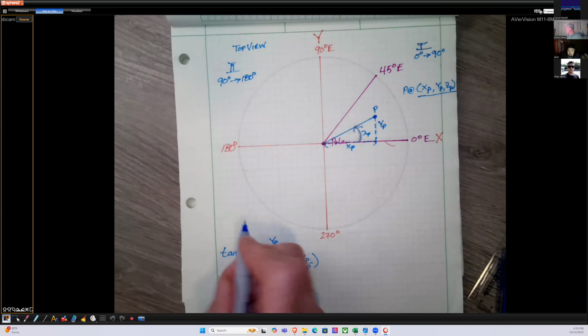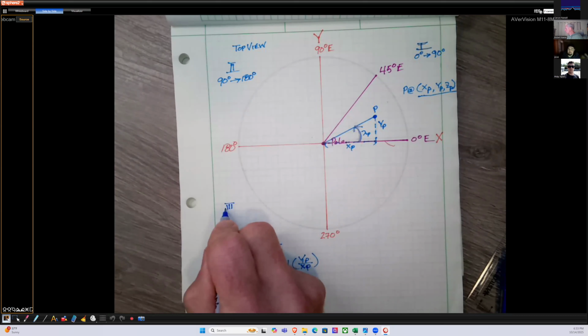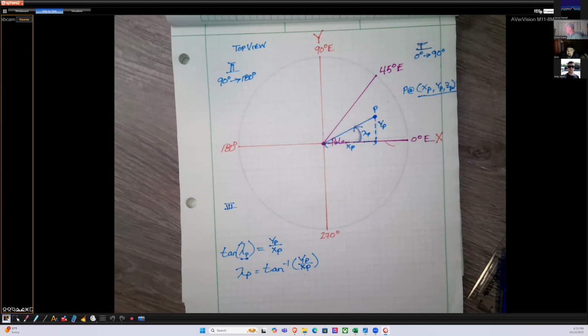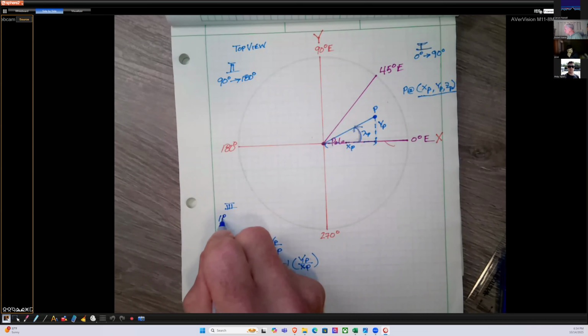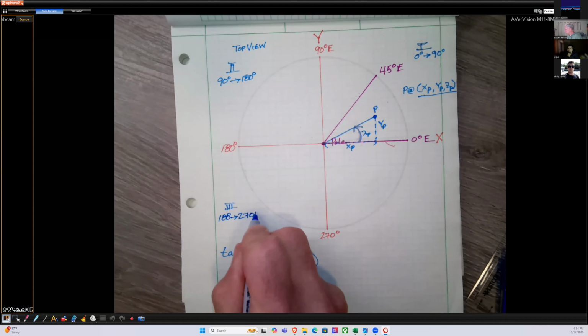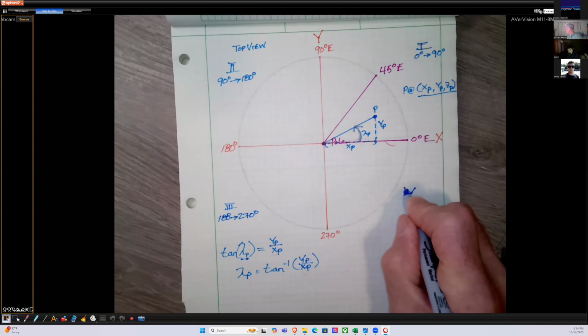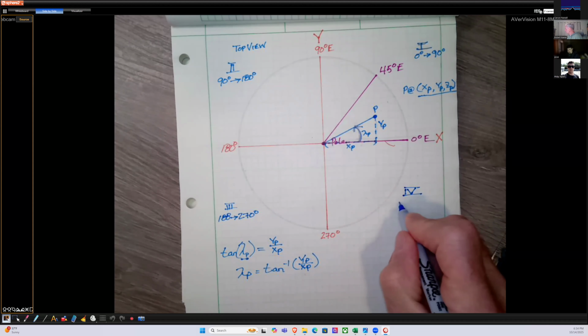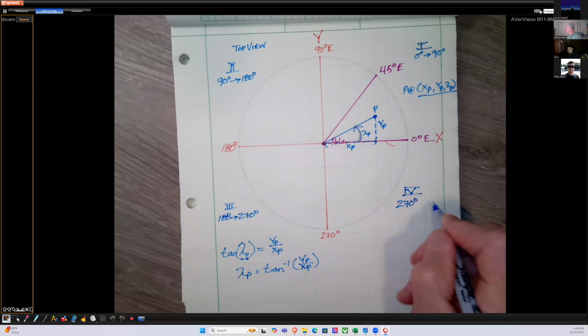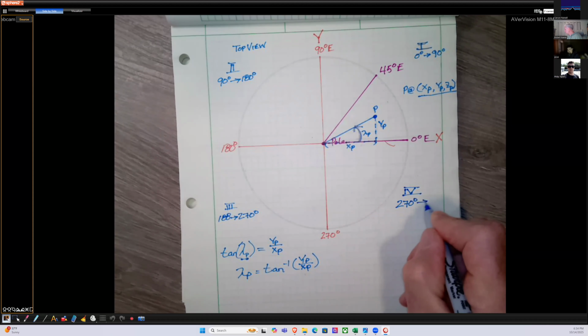So down here, this would be our quadrant 3. What would the possible values be there? Just simply 180 to 270. 180 to 270? Yep. And in quadrant 4, 270 to 360 or 0 because they are technically the same. Yep.